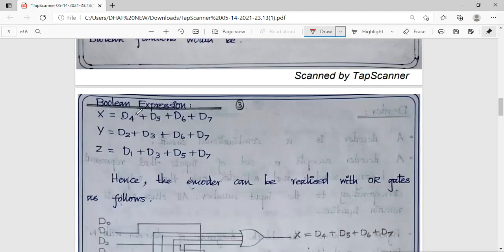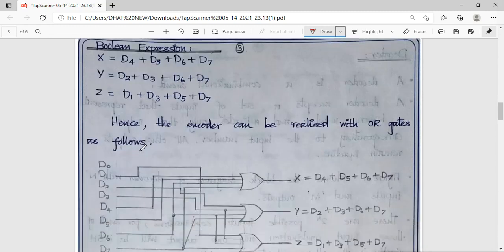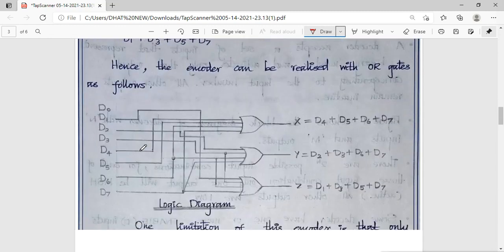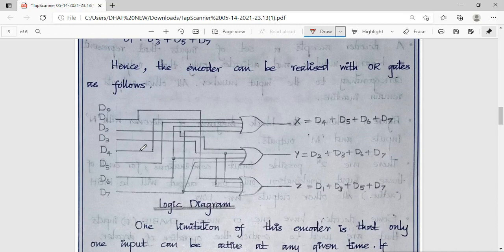Here I have already written the Boolean expressions for X, Y, Z. By using these Boolean expressions, we are going to construct the logic diagram. We have three outputs, X, Y, Z, so we use 3 OR gates. Why do we use OR gates? Because we have addition operation. If it were multiplication, we would use AND gates. And D0 to D7 are the 8 input lines.